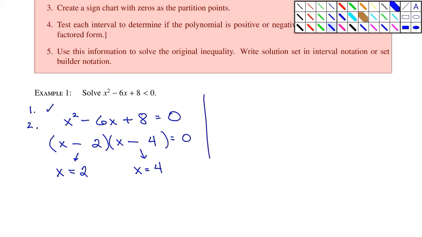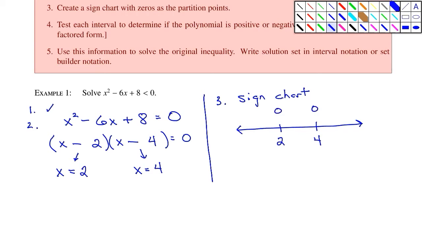Step 3 is to create a sign chart. So the sign chart here is going to contain x equals 2 and x equals 4 as the partition points. We put on top of the sign chart little zeros to denote that these came from zeros. Now that's not as important on the polynomials because they're all zeros, but when we get to the rational parts, there could be some that are points where it is undefined.